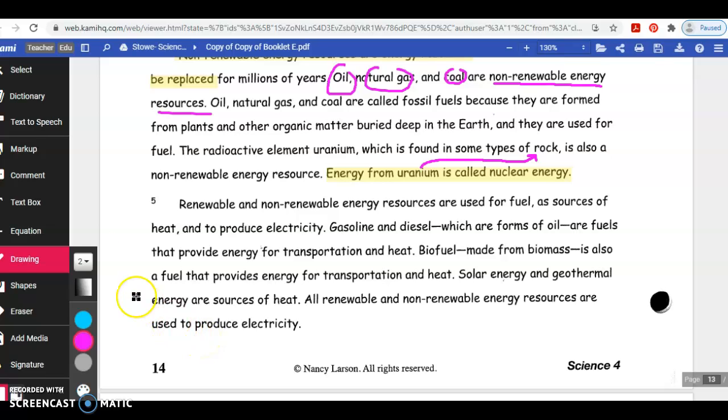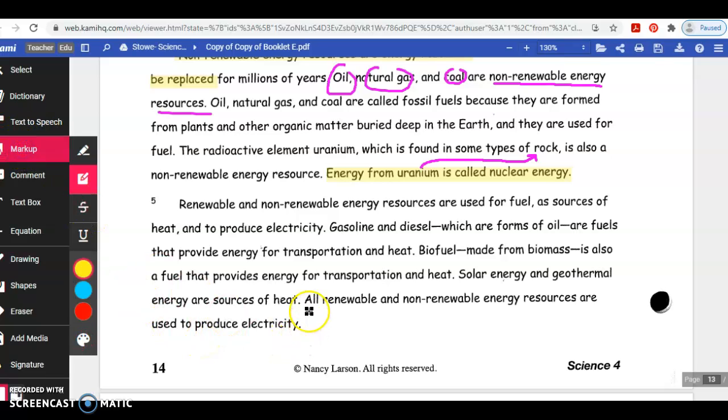Did you hear that? Take your highlighter. In the very last sentence, all renewable and non-renewable energy resources are used to produce electricity.